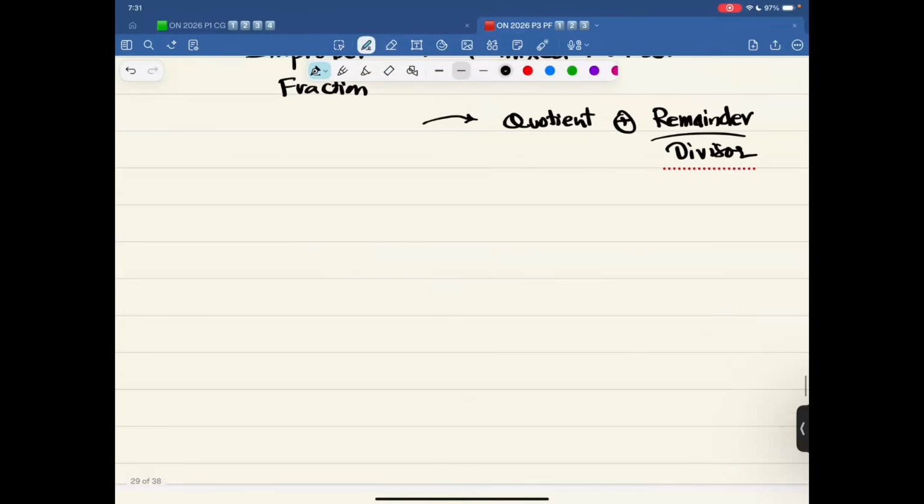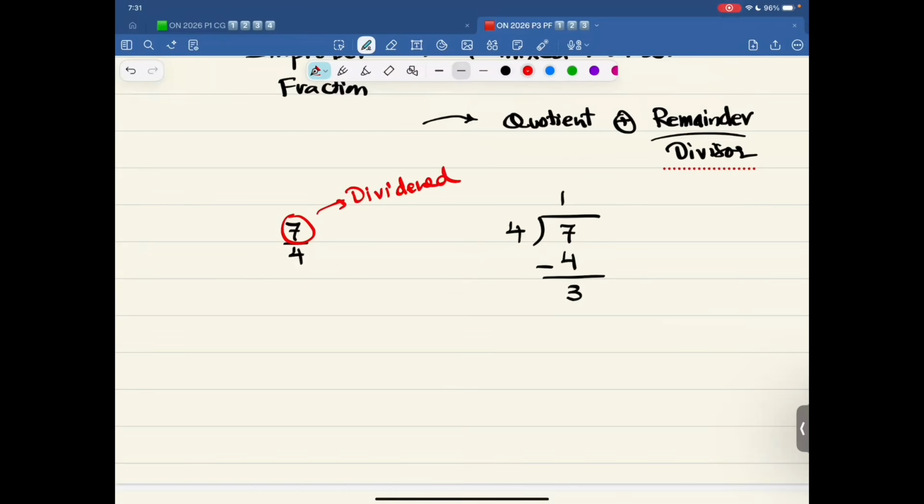Let me take a fraction, something like 7 over 4. Put 7 on the inside, 4 on the outside. 4 ones are 4, negative sign, remainder is 3. So this 7 is the dividend. This 4 is the divisor. This 1 is the quotient. This 3 is the remainder.